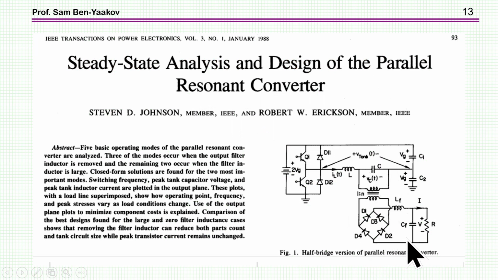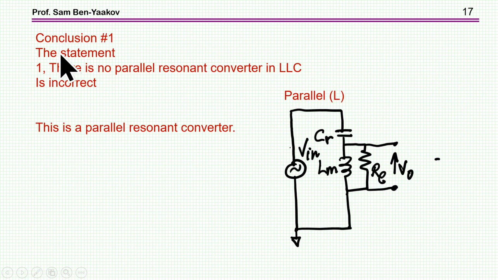Maybe there is some confusion here, but that's the fact. That's the term that is used. So therefore, the statement that there is no parallel resonant in LLC is incorrect, because this configuration at low frequency, when I've eliminated L sub R, is what we today term parallel resonant converter, okay? And the paralleling here is between the load and L sub n.